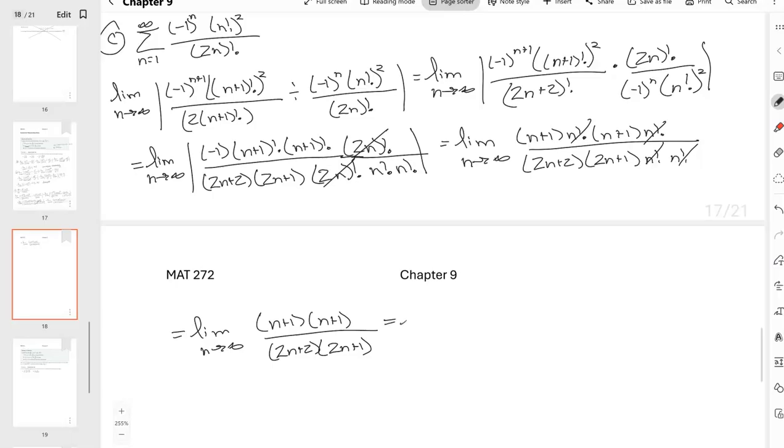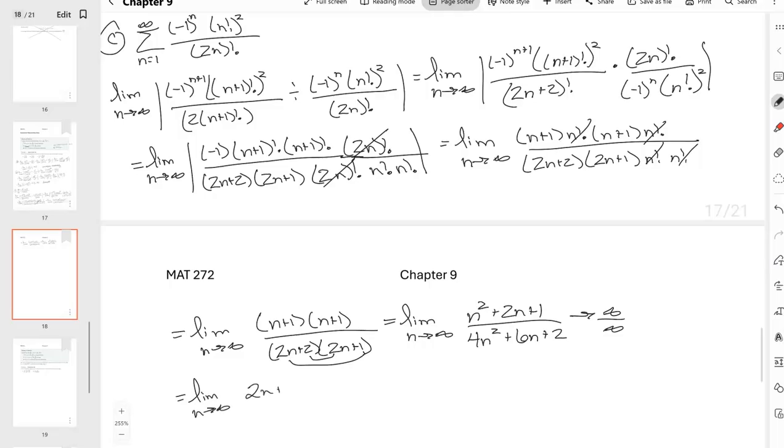And I am going to multiply all that out because I know I'm going to have to use L'Hopital. So this is n squared plus 2n plus 1 in the top. This is going to be 4n squared plus 4n, plus 2n plus 4n, which is 6n, plus 2. So this is going to be infinity over infinity. We're going to use L'Hopital's.